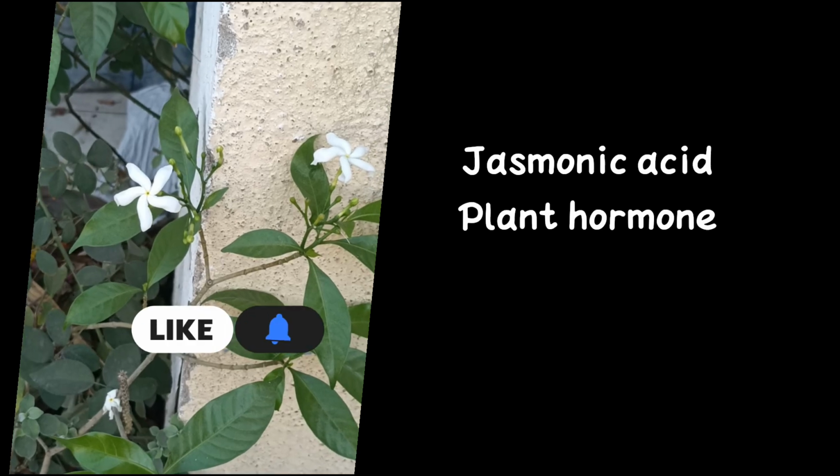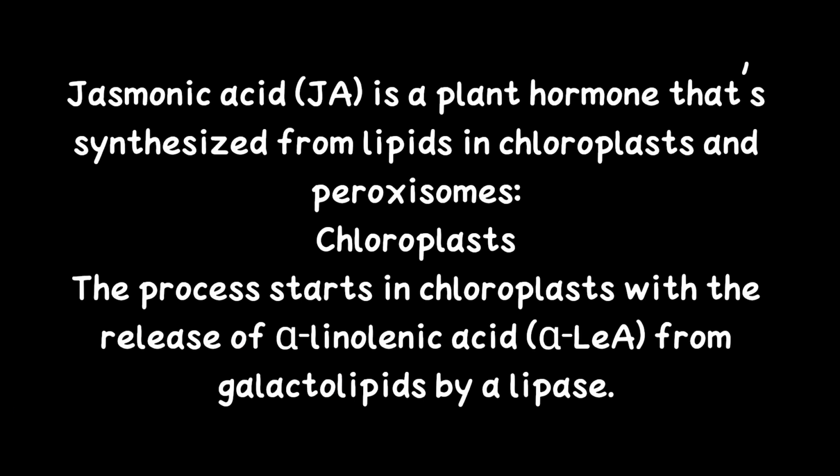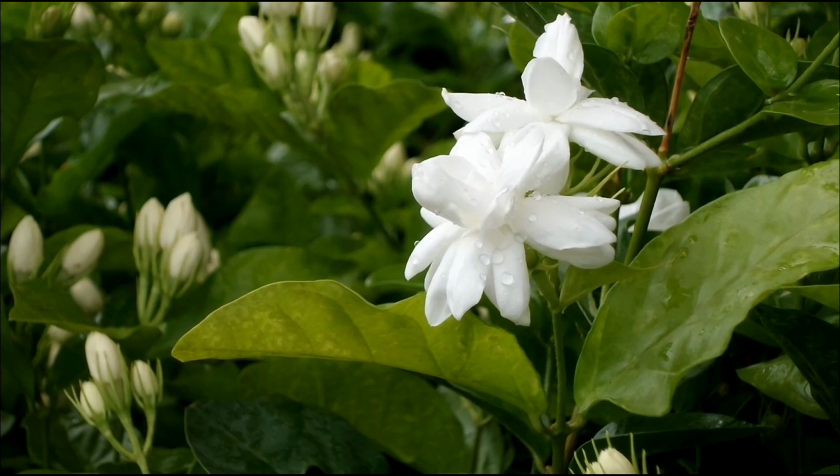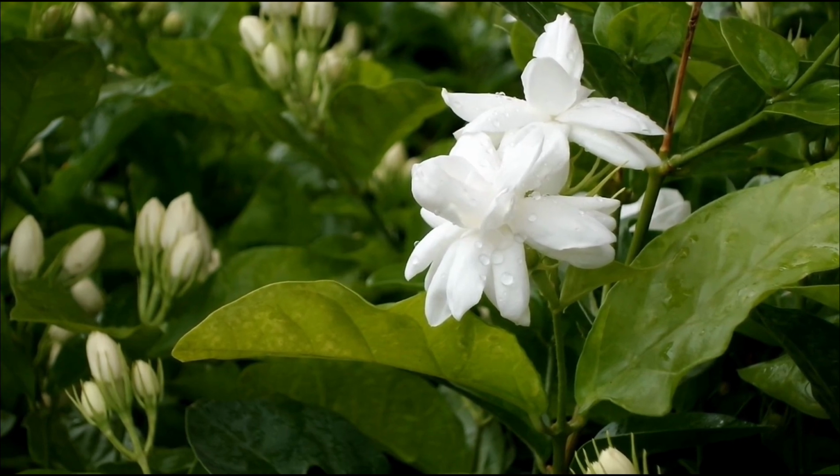What is this jasmonic acid? So first we are knowing about the jasmonic acid. It is a plant hormone. It plays a crucial role in regulating plant growth, development and defense mechanism. It belongs to the compound jasmonate and it is derived from linoleic acid, a fatty acid which is found in the plant membrane.